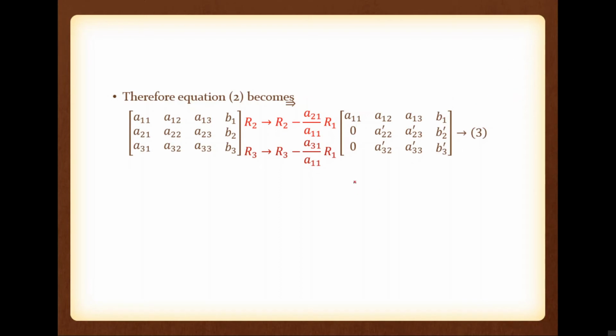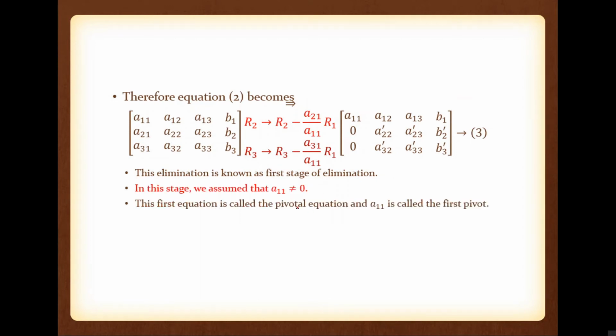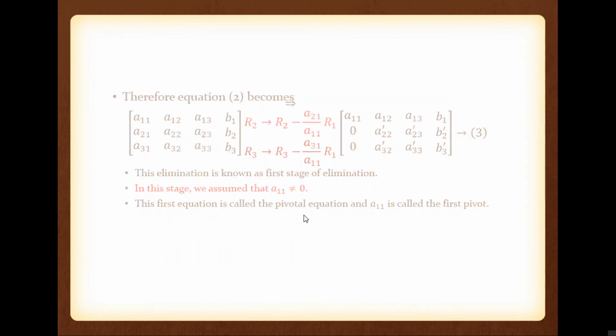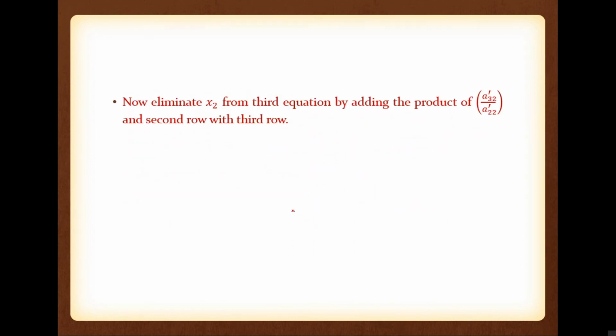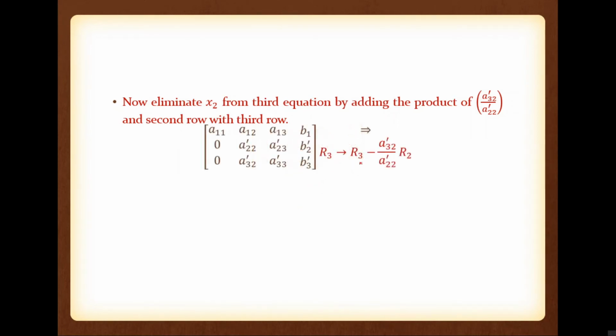So here we are discussing the third elimination. Third elimination means we need to remove A32 dash. That is, we are removing this element by using A22 dash. So the required operation is R3 is equal to R3 minus A32 dash divided by A22 dash into R2.